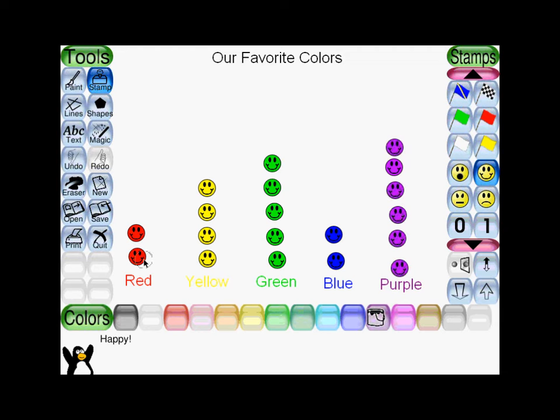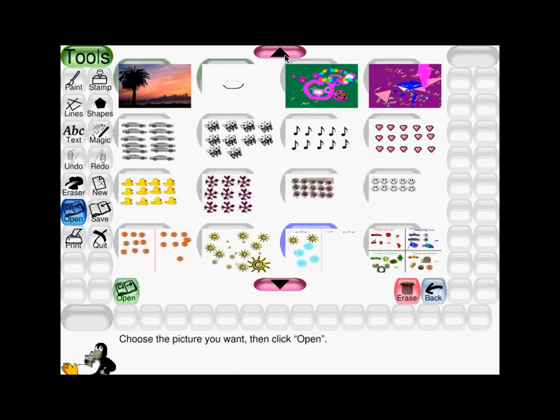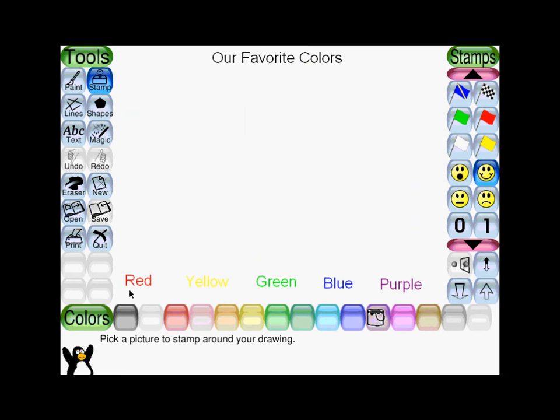Okay, now I can save this, but it won't save over my template. Let's go look at it. Open. Here are some color graphs I've done already, and my template is up at the top, and nothing's been recorded over it. When I open it, it's fresh and new again, ready to be used. And that's what a template is in Tux Paint.